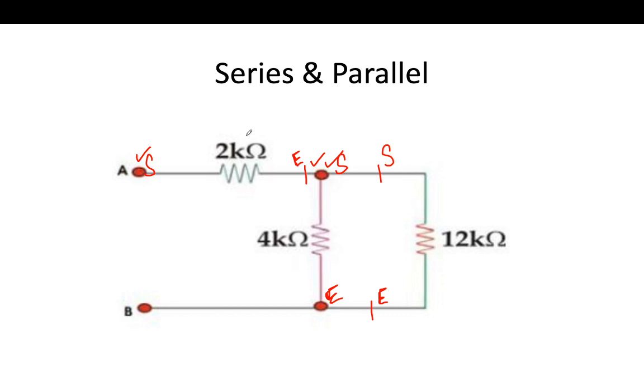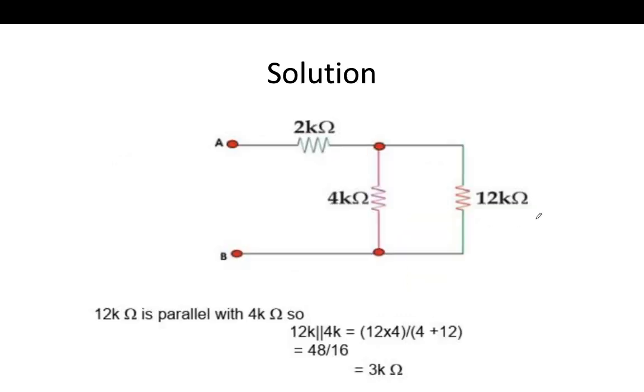Here we see the 2 kilo ohm resistor's ending point is connected with the starting point of the 4 kilo ohm. So this means these two resistors are in series with each other, but the starting point of the 4 kilo ohm is connected with the starting point of the 12 kilo ohm. So this means these two are in parallel with each other. So in this circuit we have two resistors in series with each other, and the last two are in parallel with each other. How will we solve that? We'll solve step by step.